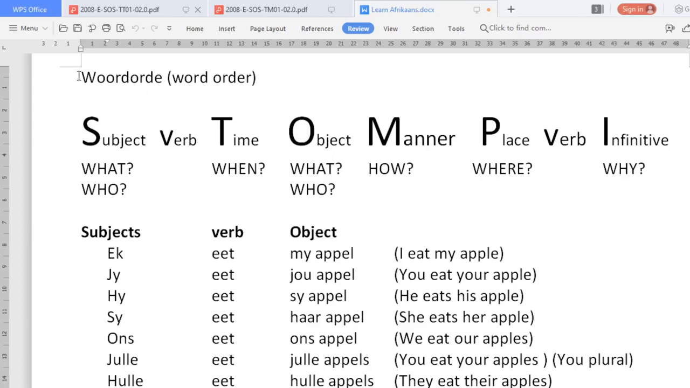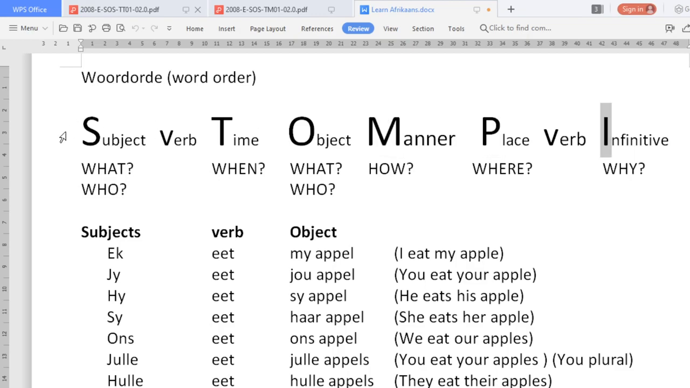Okay, today for Afrikaans lesson, we're going to look at the word order in Afrikaans. So the word order in Afrikaans is very simple. If you remember this simple formula, then you can make any sentence in Afrikaans with the correct word order. So basically the acronym is STOPMI. So it's subject, time, object, manner, place, and infinitive.